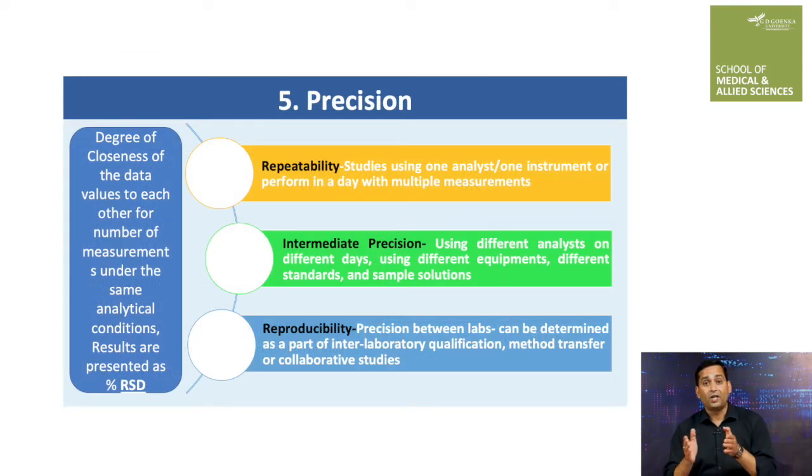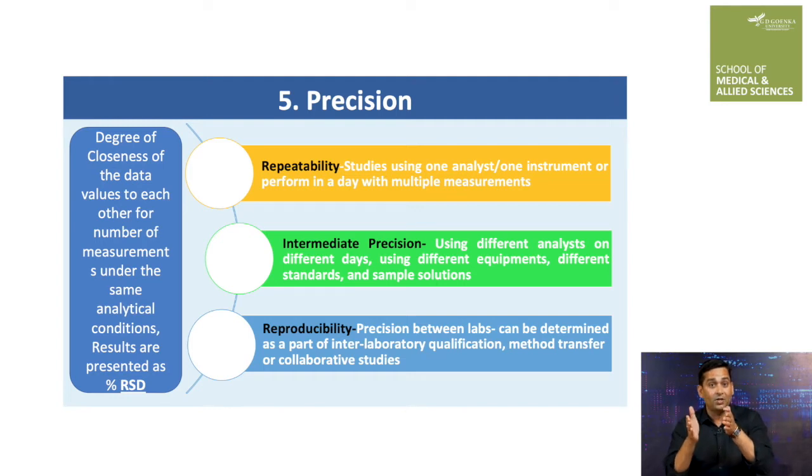The fifth parameter of analytical method validation is precision. Precision is the degree of closeness of the data values to each other for a number of measurements under the same analytical conditions. Precision is presented as percentage RSD. It means when an experiment is repeated multiple times, the degree of closeness of the result of one experiment to another experiment is known as precision.